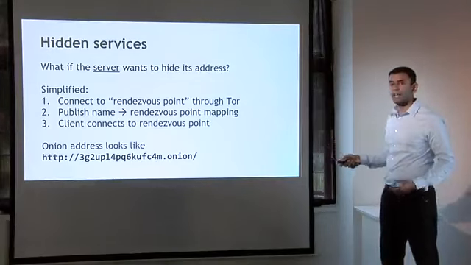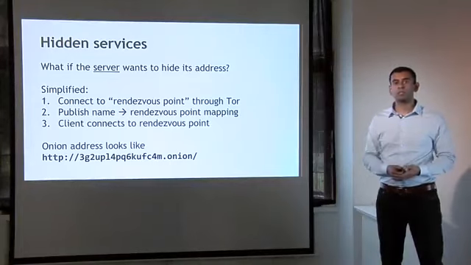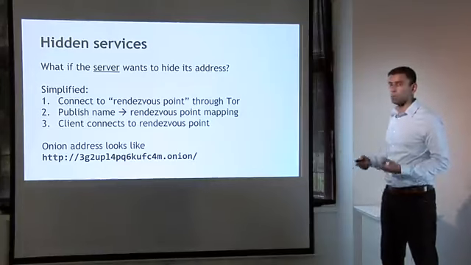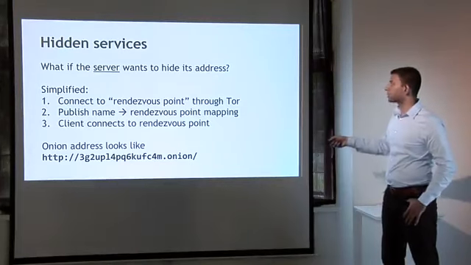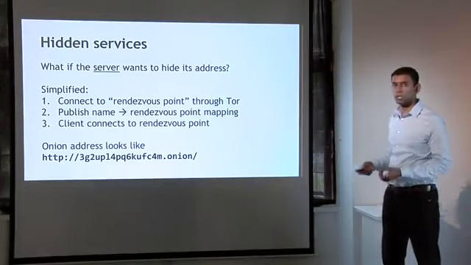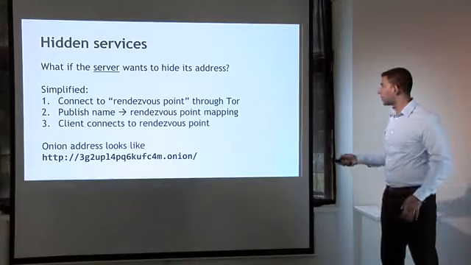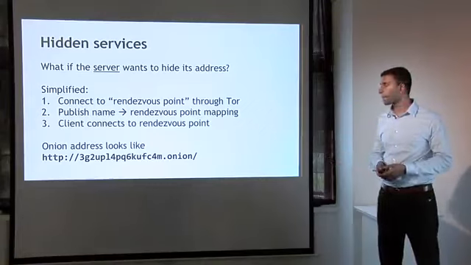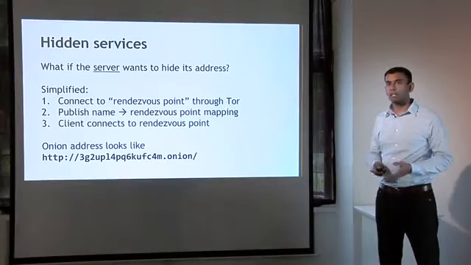So here is a simplified algorithm by which a server can keep its identity hidden and yet provide services through Tor. What it does is it connects through what is called a rendezvous point, which is one of the Tor routers, through Tor. And then it's going to publish the mapping between its domain name and the address of the rendezvous point through directory services that the Tor system offers. And these domain names are not your regular DNS domain names. That wouldn't work because it's this whole parallel system of routing.